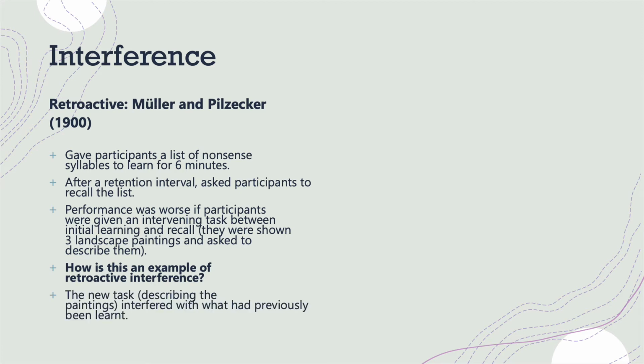It's because the new task of describing the paintings interfered with what had previously been learned. So recent information interfering with old information. And proactive interference was investigated again by Underwood, without the Postman this time.